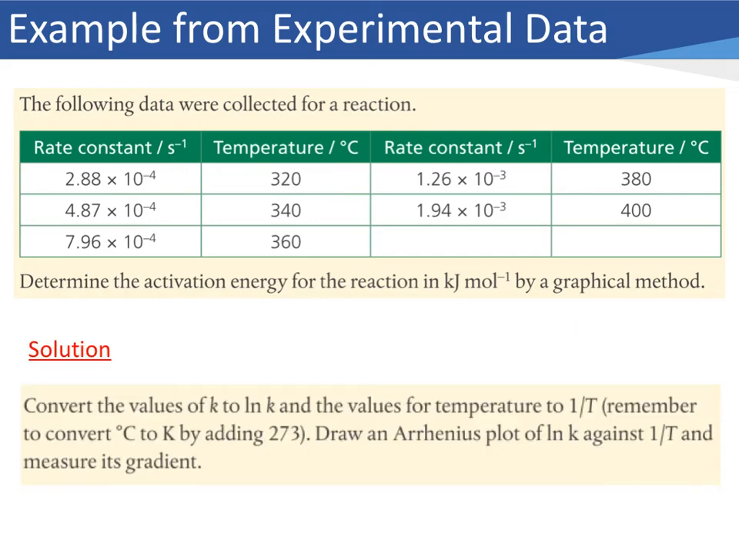So this is basically what I just said, except written in nicer words and a more readable format without my horrible handwriting. Convert the values of k to natural log of k, and the values for temperature to 1 over T. But remember, this is Celsius, so I need to convert to Kelvin. I forgot that step in my previous slide. I apologize. So plus 273, and then 1 divided by that. 1 over whatever the value is in Kelvin.